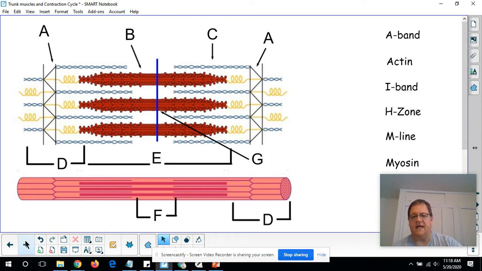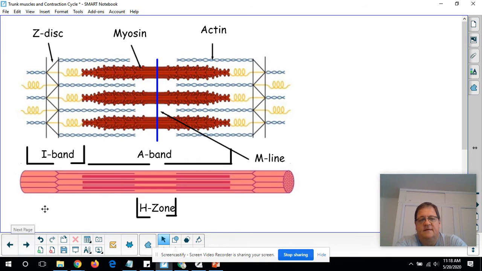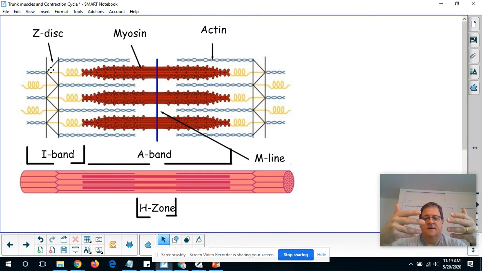All right, so if you were playing along with me, and with everybody else who's watching this video independently in isolation, hopefully you were able to fill all those in. I'm not going to take the time to drag them around. I already did that. So the Z discs are the sides. The actin is connected to the Z disc. The myosin is between. So if this is my actin and this is my myosin, they're going to overlap like that. That area of overlap is the A band.